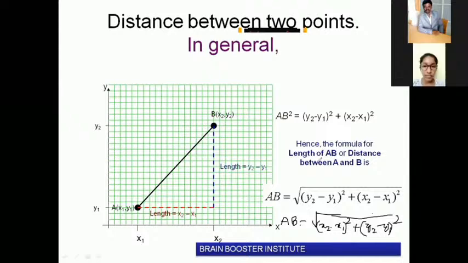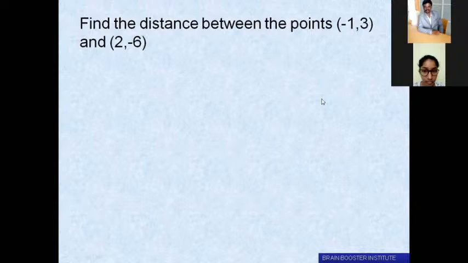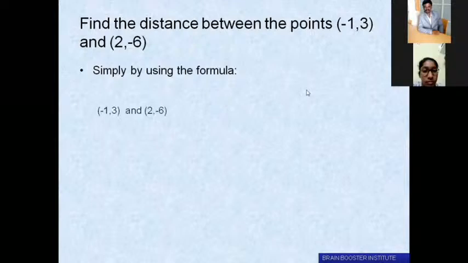So by using this formula, what can we find, Nana? We can find the distance between any 2 points. Between the points minus 1 comma 3 and 2 comma minus 6. Any doubt? No doubt, sir. Let's see now, simply by using the formula. The given points are minus 1 comma 3 and 2 comma minus 6. So let us take minus 1 comma 3 as x1 comma y1 and 2 comma minus 6 as x2 comma y2.